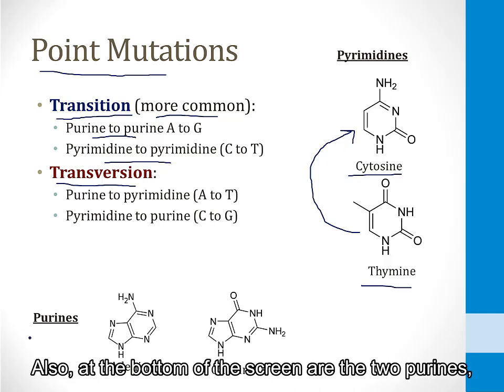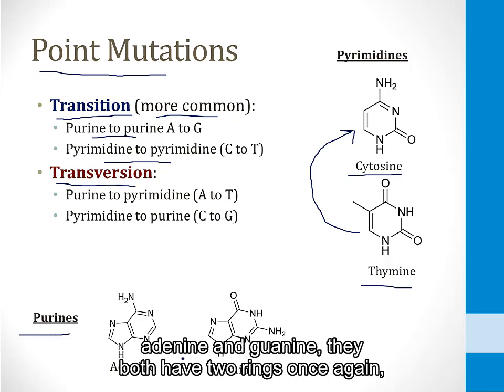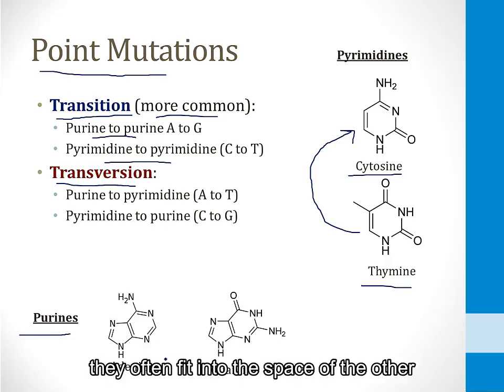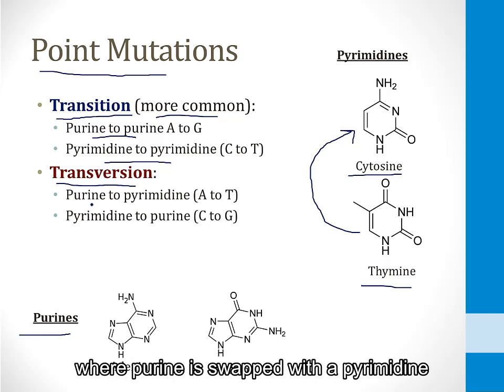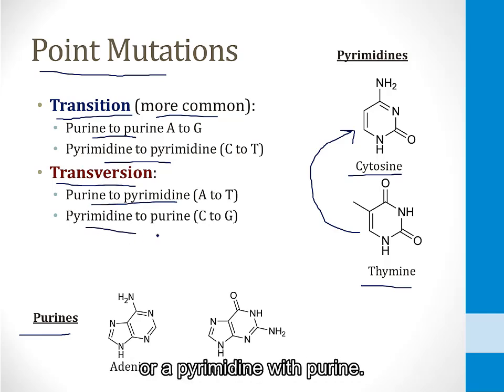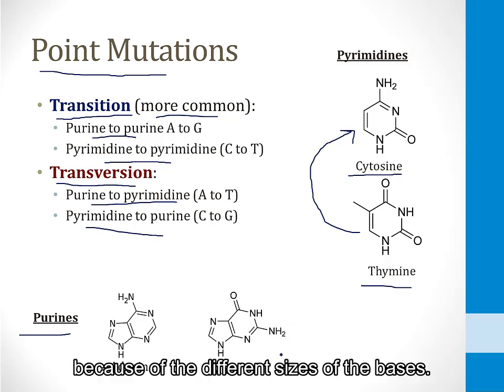Also at the bottom of the screen are the two purines, adenine and guanine. They both have two rings, so once again, they often fit into the space of the other, and this results in a transition point mutation. Less common is a transversion, where a purine is swapped with a pyrimidine or a pyrimidine with a purine. This is less common because of the different sizes of the bases.